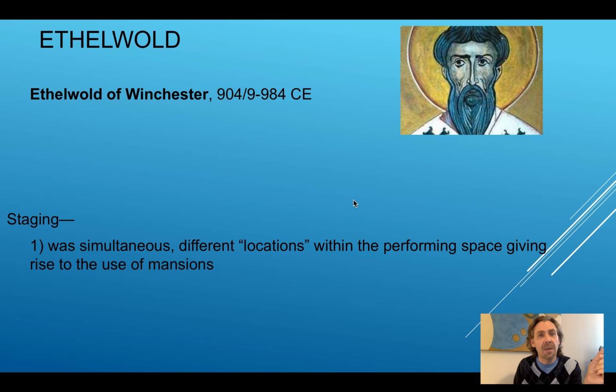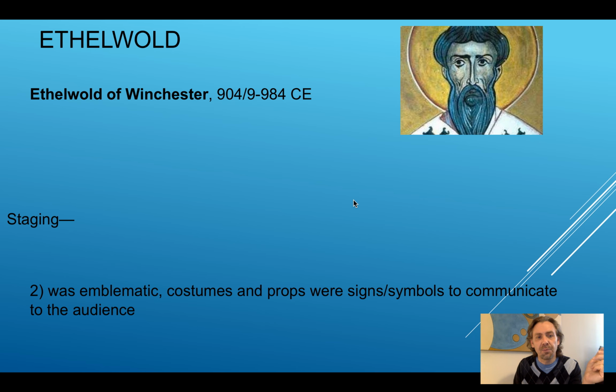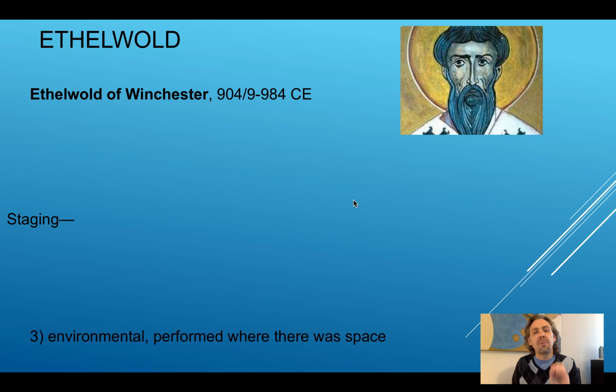Okay, I've talked about mansions when I talked about scenic design. Number 2, his staging was emblematic. Costumes and props were signs or symbols to communicate to the audience. So what Ethelwold would do is he'd have mansions, some on wheels, and different performances would be occurring at the same time. And the costumes and props that were being used were intended to be symbols or signs to talk directly to the audience, to communicate to the receivers what they're supposed to represent. And number 3, his staging was environmental, meaning it was performed wherever there was space.